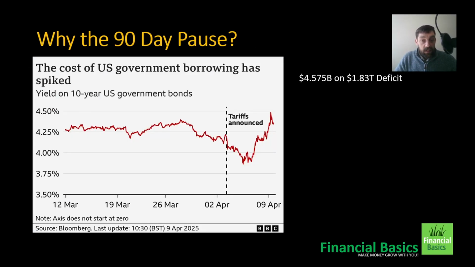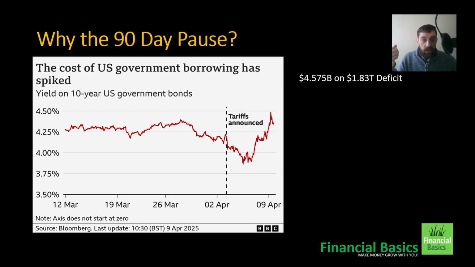Why was there a 90-day pause? I think it's worth noting as well on this. This is a more recent development, which happened a couple of days ago now. The 90-day pause was, according to Trump at least, based around the US government bonds, and I just wanted to look at that and do the calculation. The interest rate for the bonds was floating around 4.25%. The tariffs were announced, it dipped a bit, and then it spiked all the way up to 4.5%.